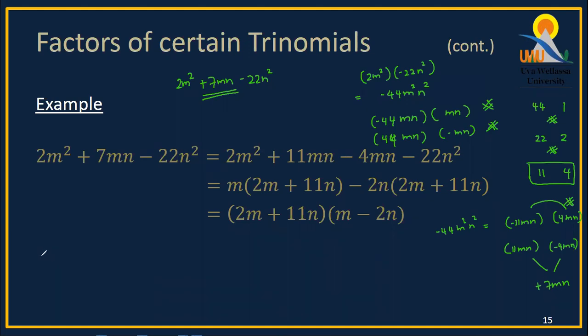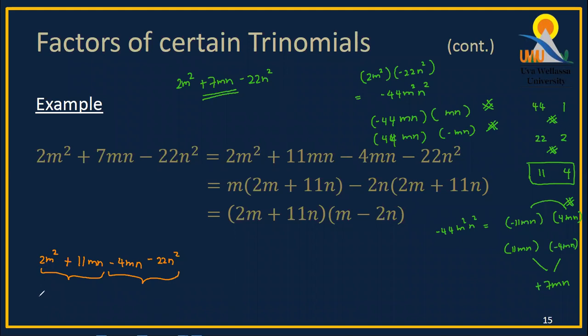Then what we can write here is 2 times m squared. Then here it is minus 22 m squared, and then 7 mn is here. Then I will write this as 11 times mn, then minus 4 times mn. This is what we have written here. Then we will group the first two, and the third and fourth terms thereafter.